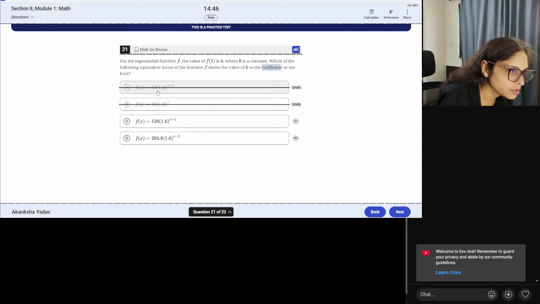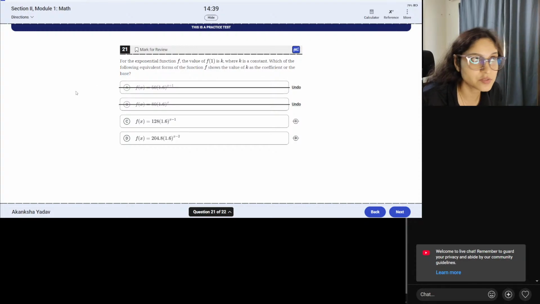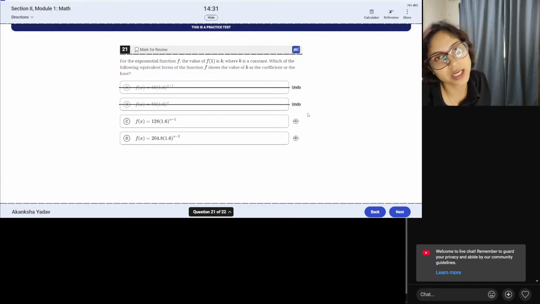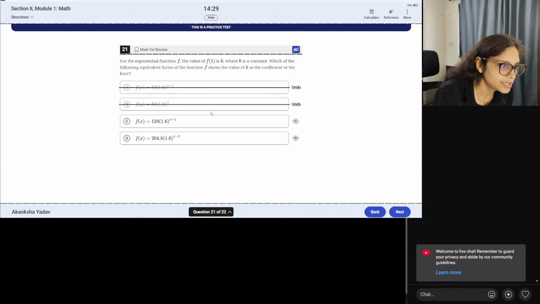Because coefficient is, in the first one, coefficient was 50, base was 1.6. Your answer is neither 50 nor 1.6, it is 50 times 1.6 squared. In the second one, coefficient is 80, base is 1.6. Your answer is neither 80 nor 1.6, it is 80 times 1.6. In the next one, when you put x is equal to 1, 1 minus 1 is 0, 1.6 to the power 0 is 1. You're getting 128. So this is the answer.